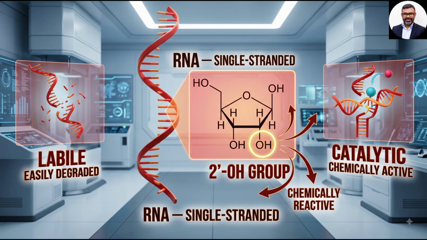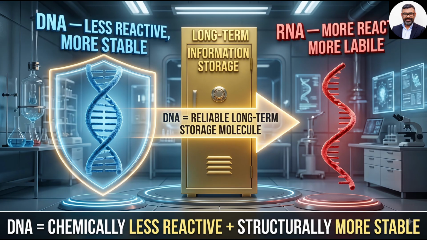Now let's look at RNA. First, it's single-stranded, which makes it less stable. Further, RNA contains a 2'OH group on its ribose sugar. This 2'OH group is chemically reactive. Because of this reactive group, RNA is more labile and can be more easily degraded, particularly under alkaline conditions. RNA can also act as a catalyst in some biological reactions. Therefore, when we compare the two, DNA is chemically less reactive and structurally more stable than RNA. And that makes DNA much better suited for the long-term storage of genetic information.